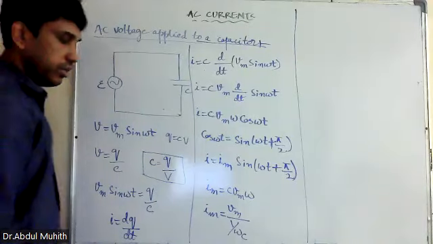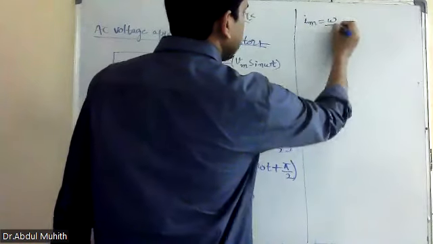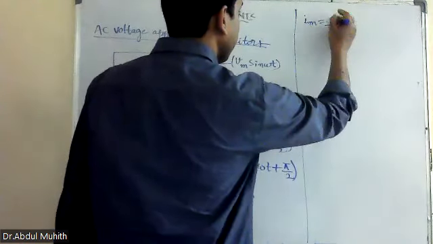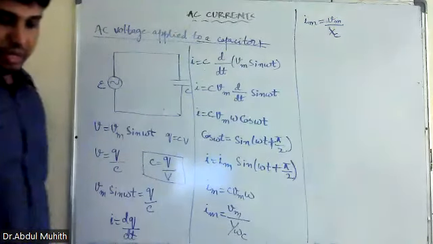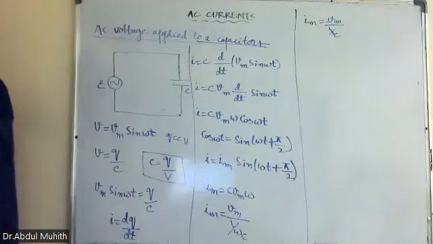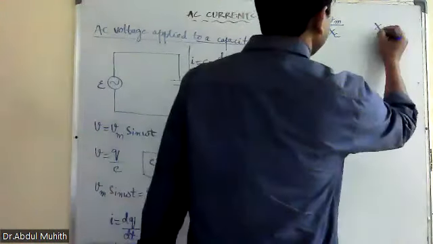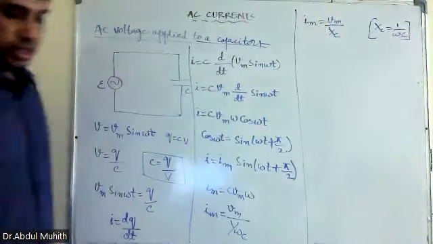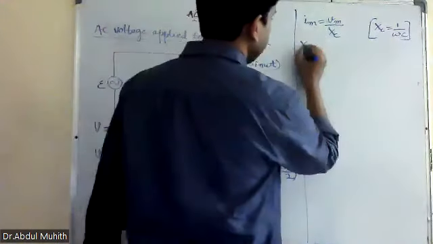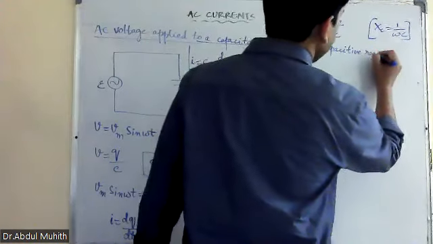Is that clear? Now I am writing here Im is equal to Vm by Xc. Clear? But what is Xc? Xc is equal to 1 by omega c. Xc is said to be capacitive reactance.